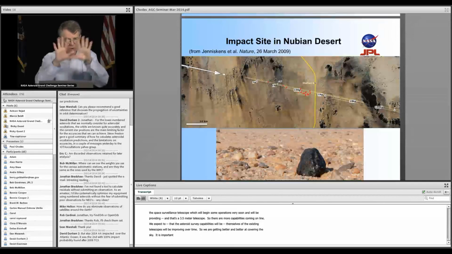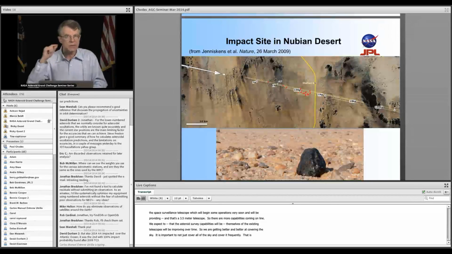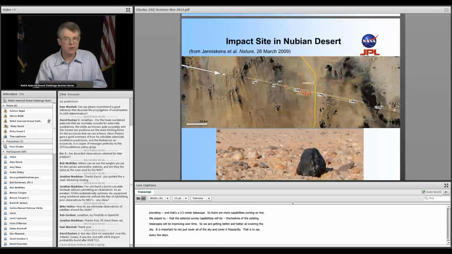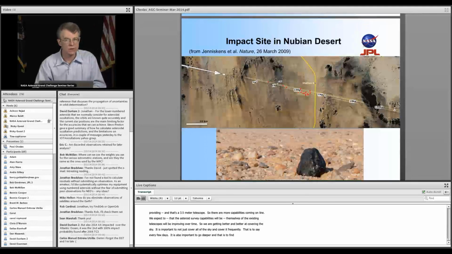It's important to not just cover all of the sky, and cover it frequently, that is to say, every few days. It's also important to go deeper, and that is to find fainter objects, and that's more difficult. Spacewatch, I didn't mention, is a telescope that can go very deep and find very faint objects, but it doesn't have a large field of view, so it can't cover a large amount of sky to that depth. The LSST, Large Synoptic Survey Telescope, which will be coming online within a decade, will have great capability to cover large regions of the sky to very faint magnitudes, and it doubtlessly will be finding lots of asteroids as well.